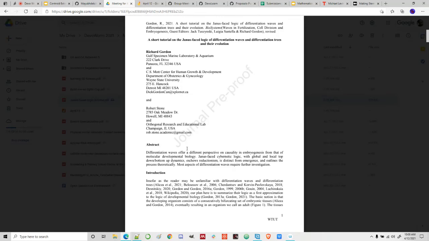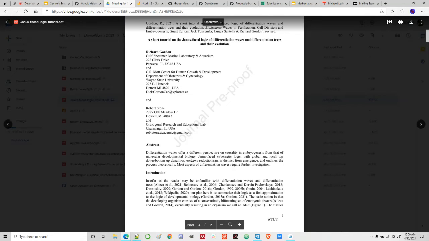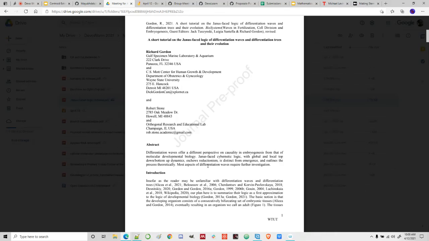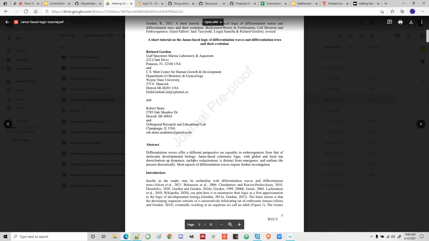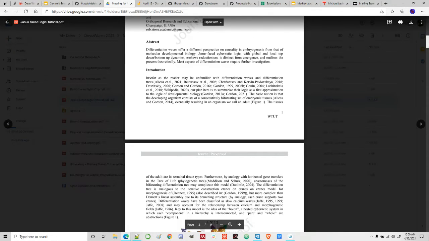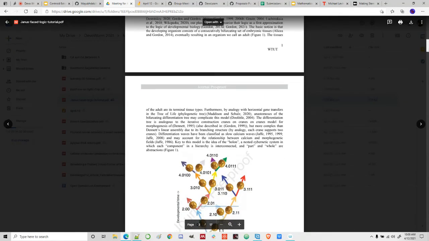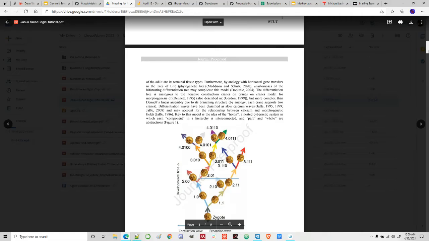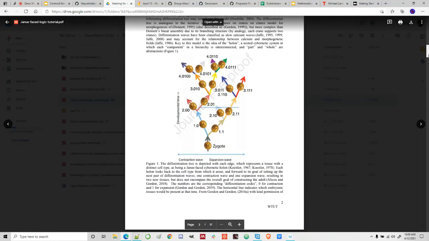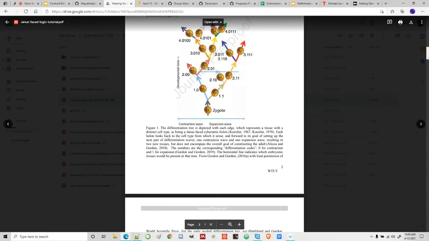But the important thing here is it's a binary opposition. So with local and global, top-down, bottom-up dynamics, this is the Janus face approach. It's not reductionist. It's distinct from emergence and outlines the process theoretically. So this paper goes through a lot of this stuff, kind of describes it, and if you're not familiar with some of these concepts, it gives a little bit of background into it. Although you'll still have to look things up. I encourage, if you read the paper, to look things up.